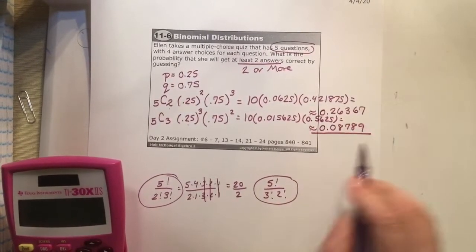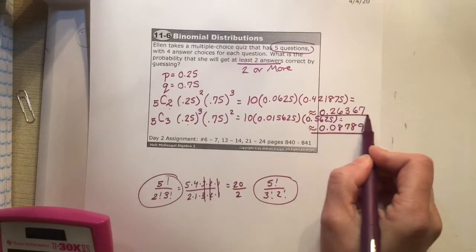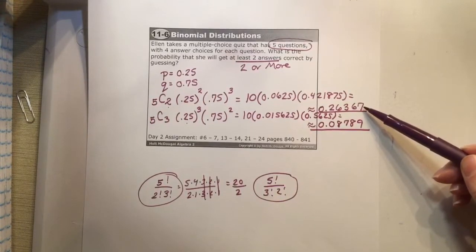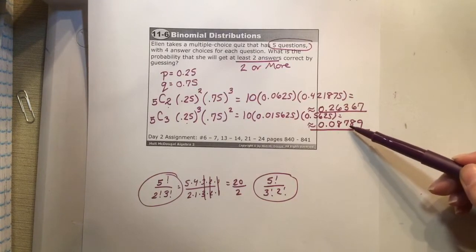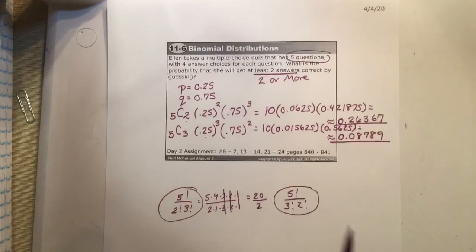So this is the chance of getting 3 questions right. This was the chance of getting 2 questions right. And look at how much this dropped. This is about a 26% chance that you're going to get 2 right, just guessing. Your chance of getting 3 drops down to about 9%. They say 2 or more, so I have to keep going.